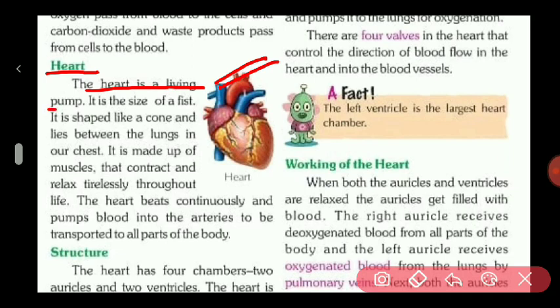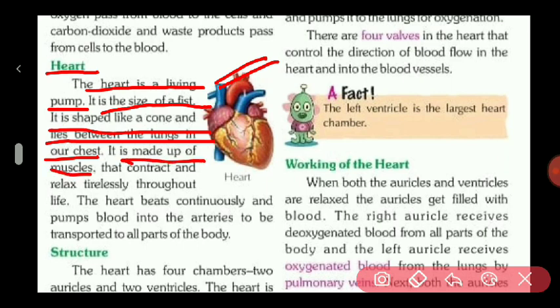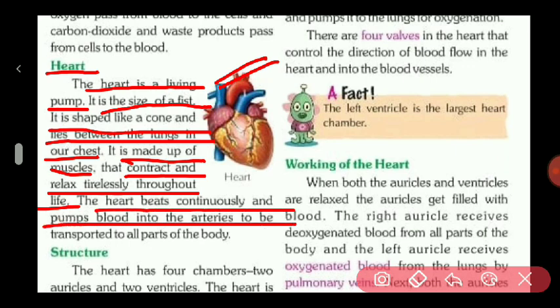Heart is a living pump which pumps the blood. It is the size of a fist of our hand. It is shaped like a cone and lies in our chest between the lungs. It is made of muscles that contract and relax tirelessly throughout our life. The heart beats continuously and pumps blood into the arteries to be transported to all parts of the body.